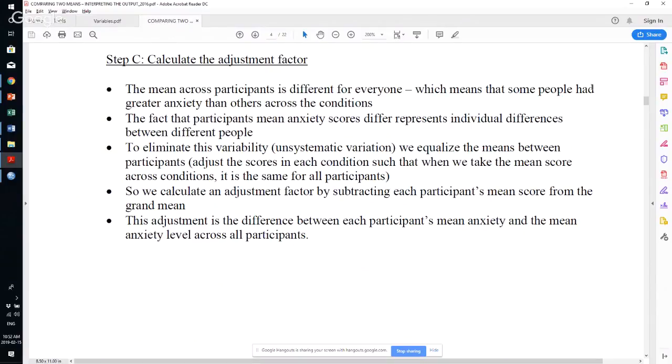So the mean across participants is going to be different for everyone. Some people are going to have greater anxiety than others across the conditions. The fact that participants' mean anxiety scores differ represents individual differences between people. I might be very scared of bugs, so my scores might be really high regardless of whether I saw the picture or the spider, okay?